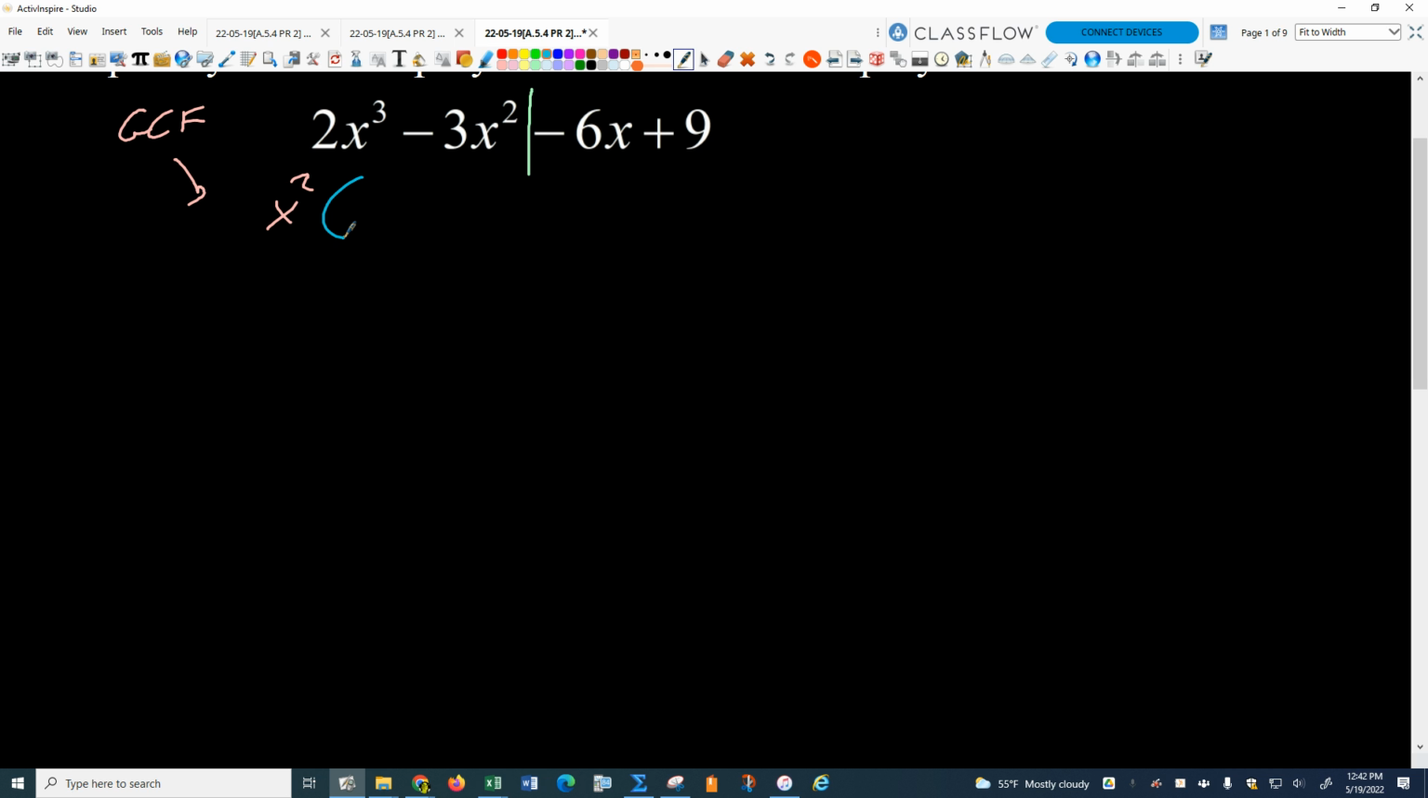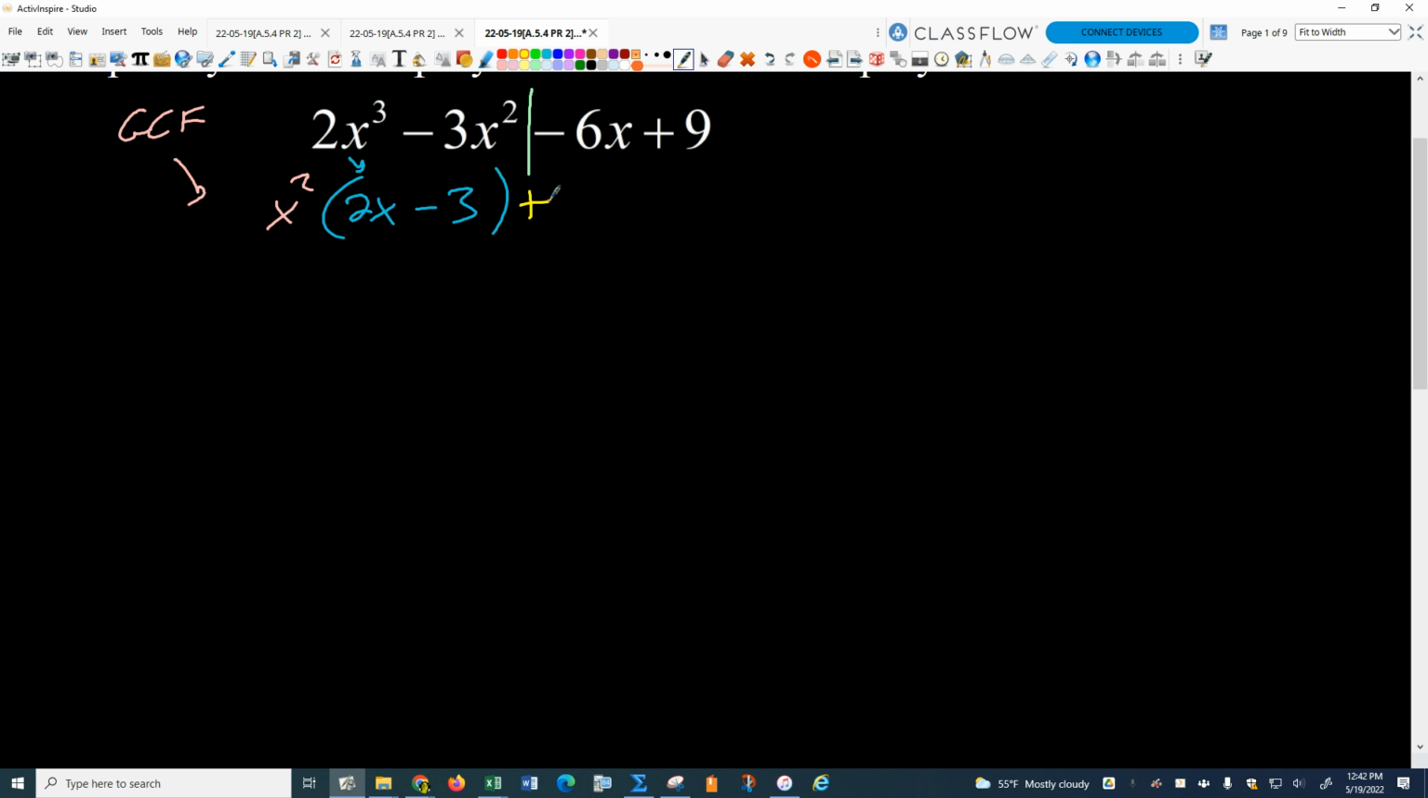Now what's left behind if we do that? Okay, I'm going to get x squared times 2x would give me 2x cubed, and x squared times negative 3 would give me negative 3x squared, right? Give me thumbs. We good? Okay, now we want to put a plus sign between the groups, and now we move over to group 2.